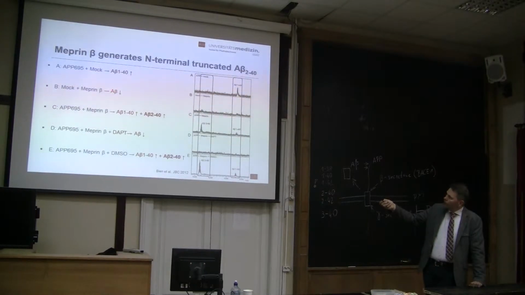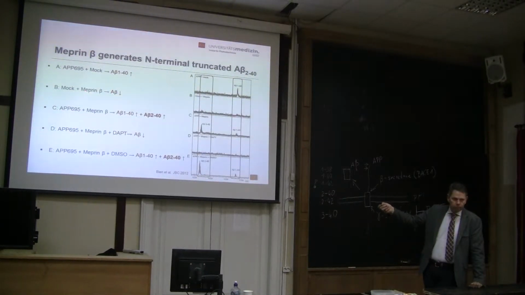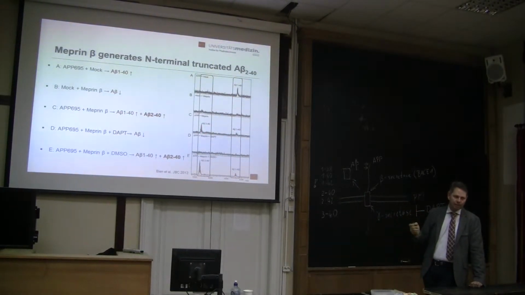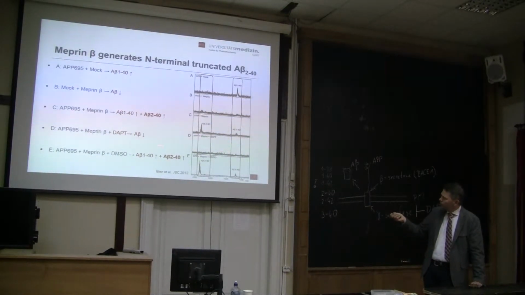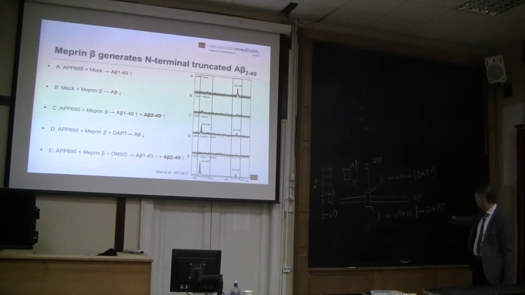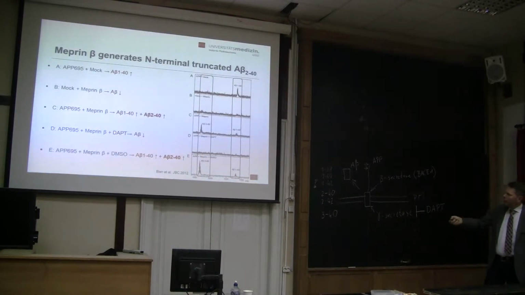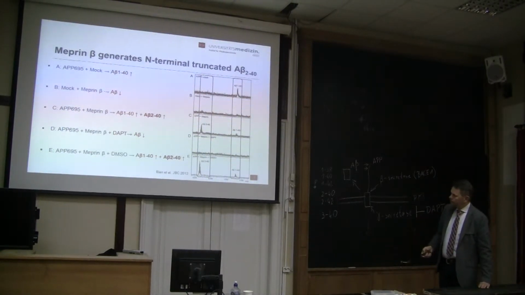Then we used just meprin. No APP, no signal. When we have APP together with meprin, we see the 1 to 40 peak, but we see an additional peak at 2 to 40. So this now is a really clear indication that meprin beta is capable of generating 2 to 40 peptides, which base will never be able to do. And we can block that completely with our gamma-secretase inhibitor here, DAPT. And this is just a control.